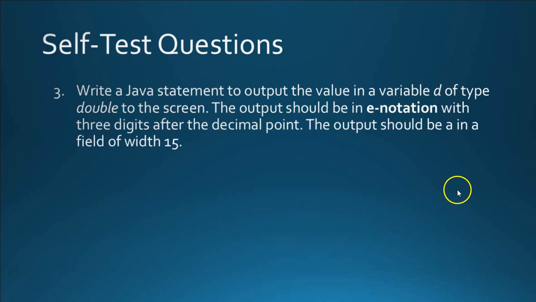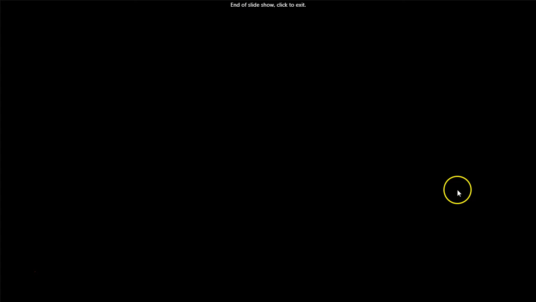Number 3, write a Java statement to output the value in a variable d of type double to the screen. The output should be in E notation with 3 digits after the decimal point. The output should be in a field of width 15. And that concludes this lesson.